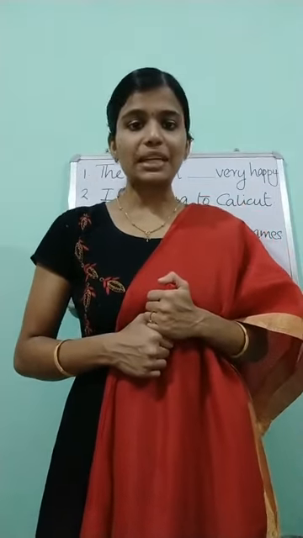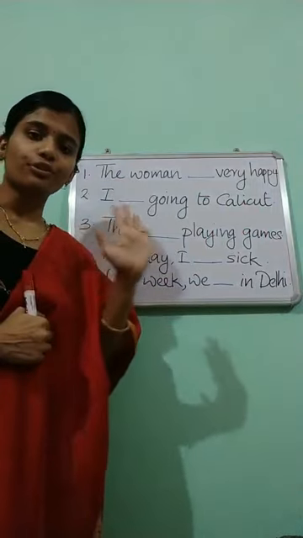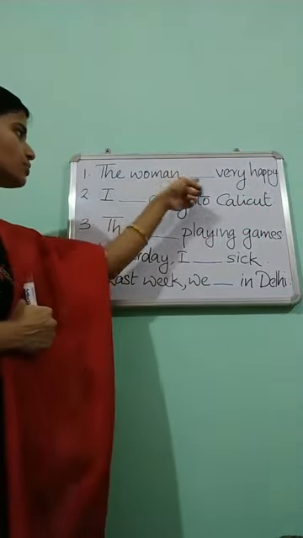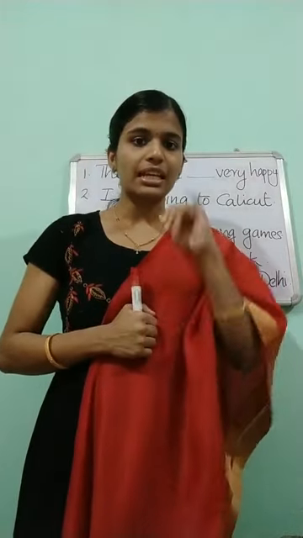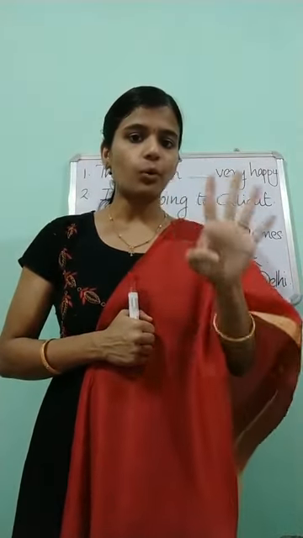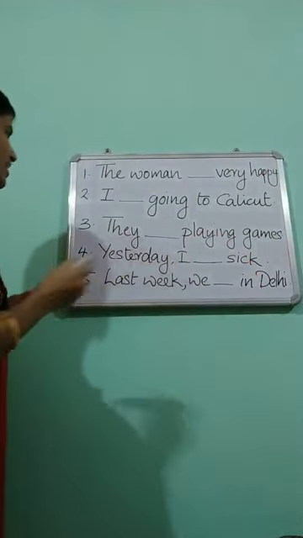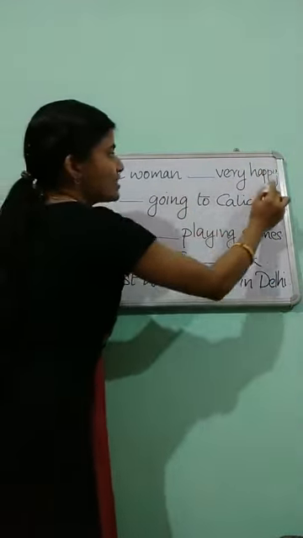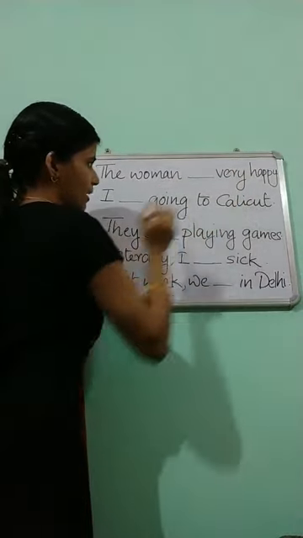Now let's complete some sentences. Here I have written down 5 sentences. We need to fill in these blanks using the auxiliary verbs is, am, are, was and were. Okay. First one. The woman dash very happy. The woman dash very happy.